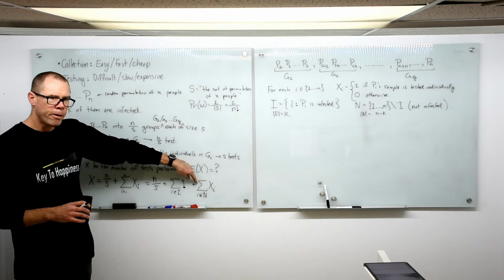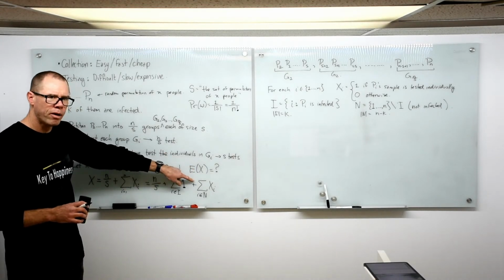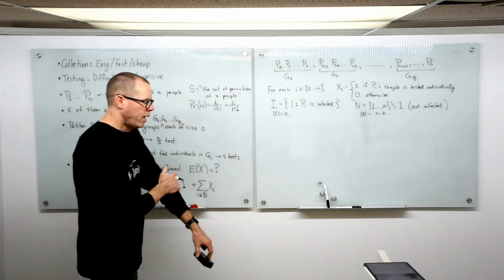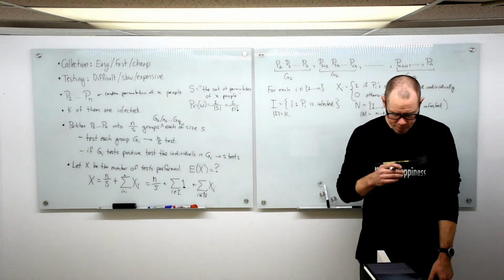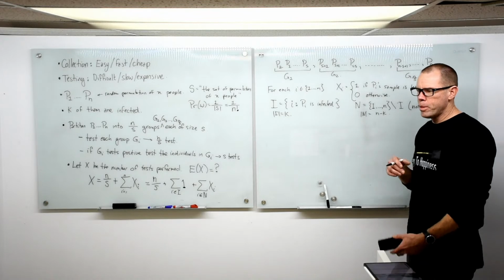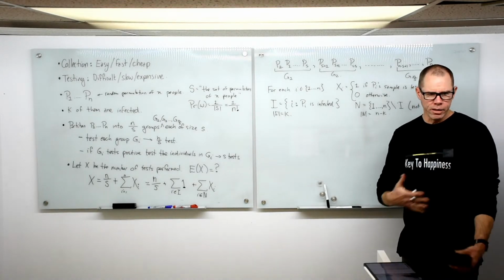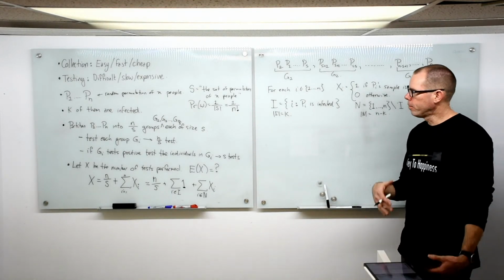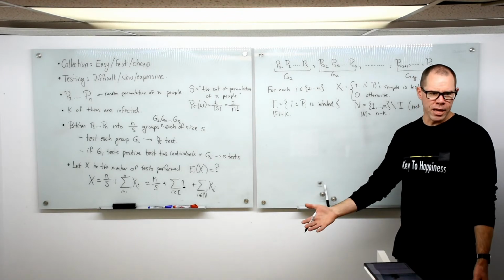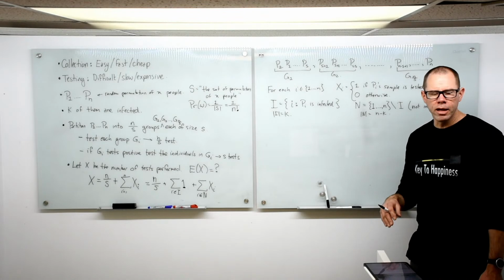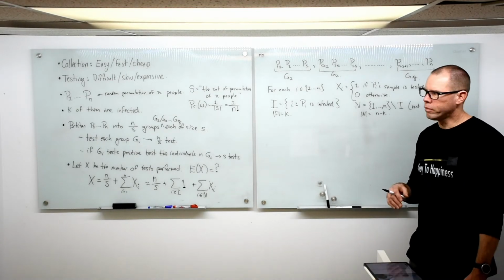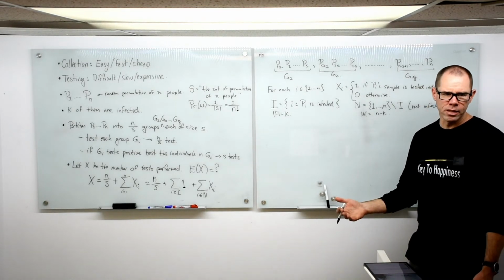But this thing here, this is a random variable. So if I'm not infected, and I happen to be in a group where nobody else is infected, then that's great. My sample won't have to be tested the second time. But if I'm not infected and I end up in a group where someone else is infected, then my sample will be tested the second time.